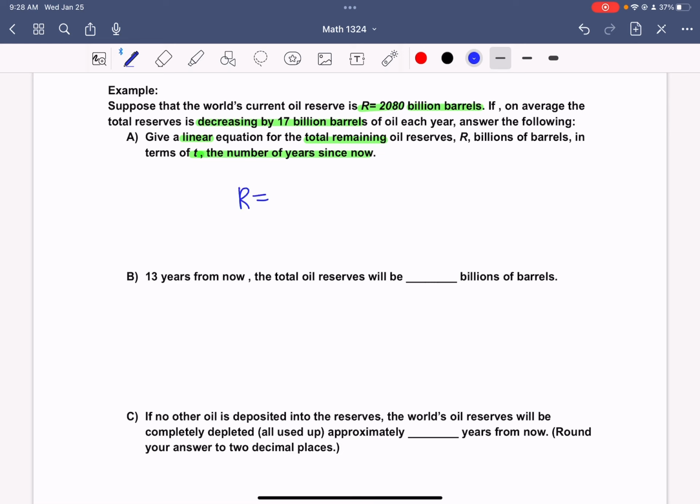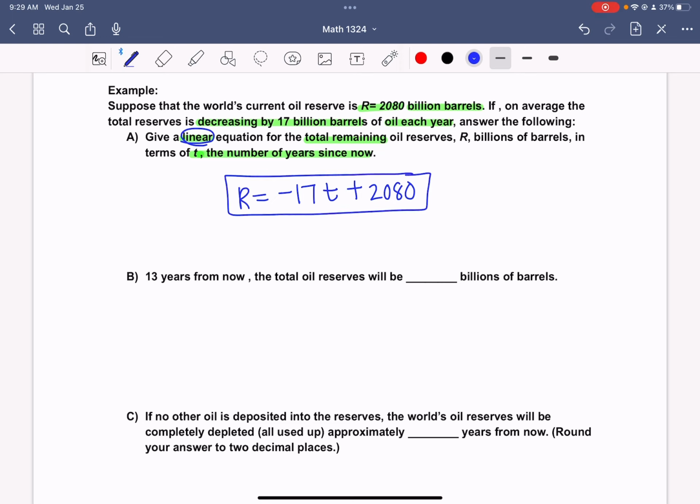In this situation, R is representing the billions of barrels that we have, or the total of those. It says it's decreasing by 17 billion barrels each year, so I'm going to have a negative 17t. Each year it's going to go down by 17, and we are starting with 2080. So it is a linear situation. That's important to notice, especially as we start grouping ideas together, noting what kind of trend this is. There really wasn't a whole lot of calculation, just a matter of identifying that information.